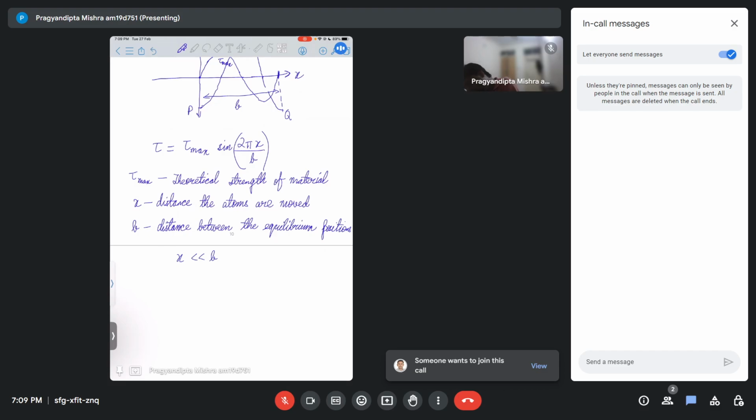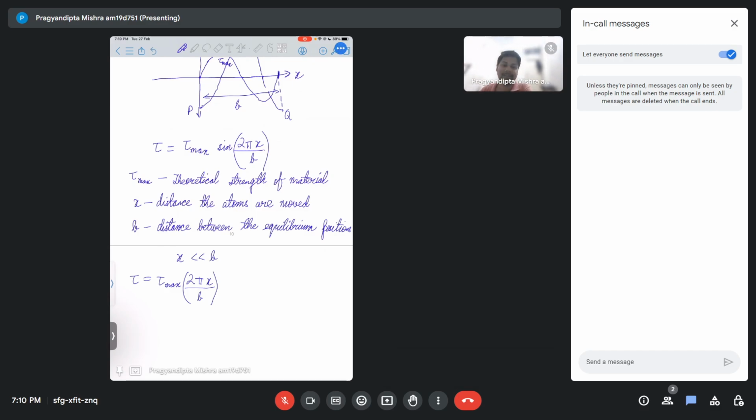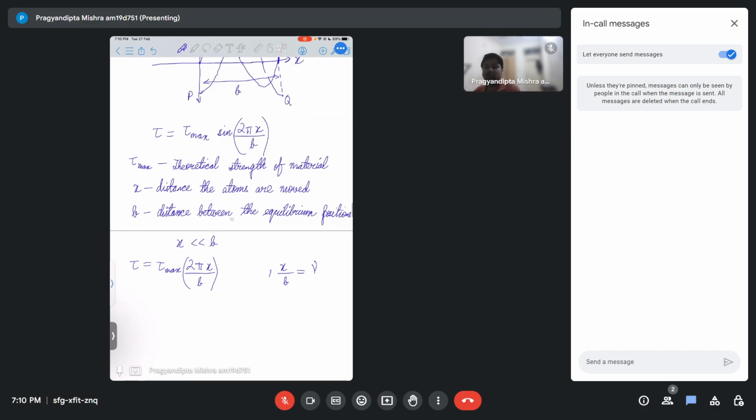we can write tau is equal to tau max times sine of something. That something is very small, so sine of x is equal to x, right? We can write it in that form. So 2 pi x divided by b directly without writing the sine. Now this x by b is representing what? It is representing my strain, right? So I can write x by b is equal to strain. Okay, so tau is equal to g times strain.